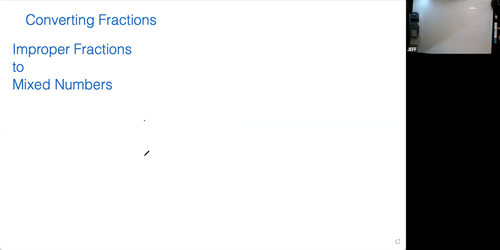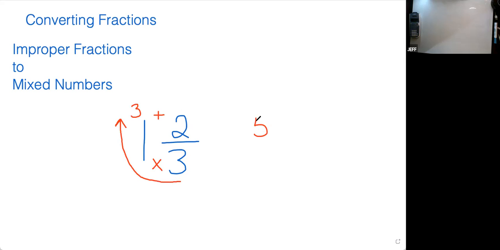If we had a mixed number, and for some reason, to work with it in math, we had to change it to an improper fraction, what we do is multiply here and add here. We start at the bottom. 3 times 1 is 3. 3 plus 2 is 5. And then that bottom number, sacred, slides over. And that's how we turn 1 2/3 into 5/3.